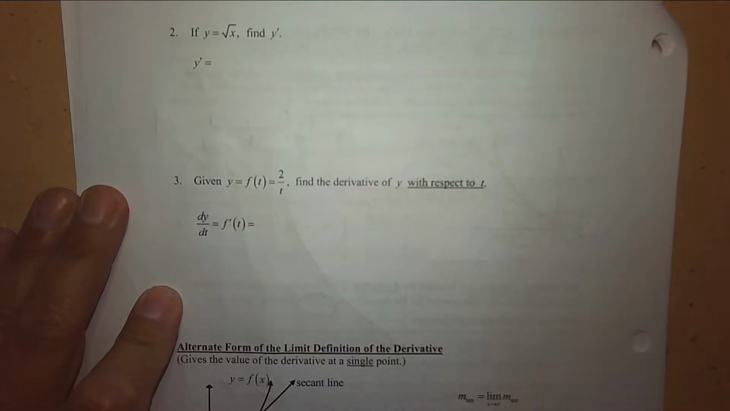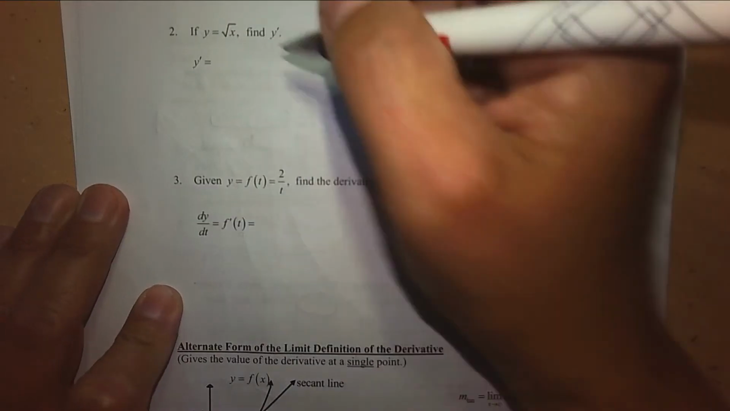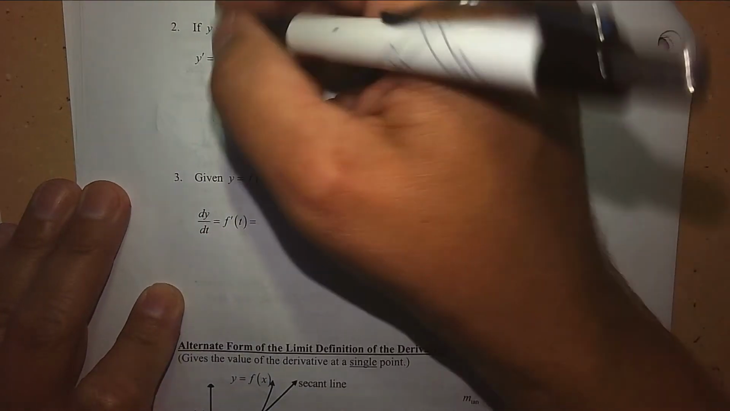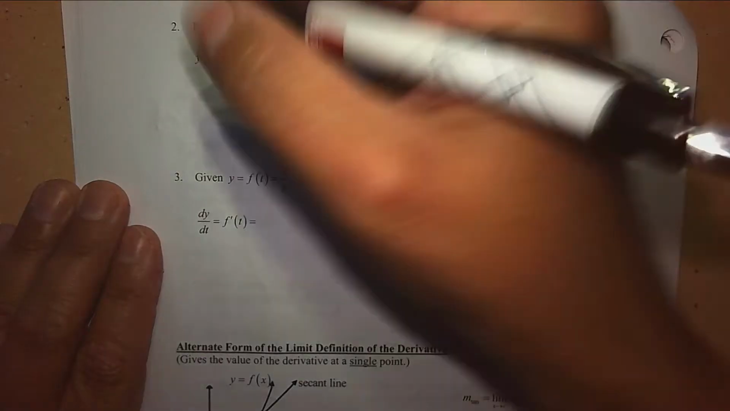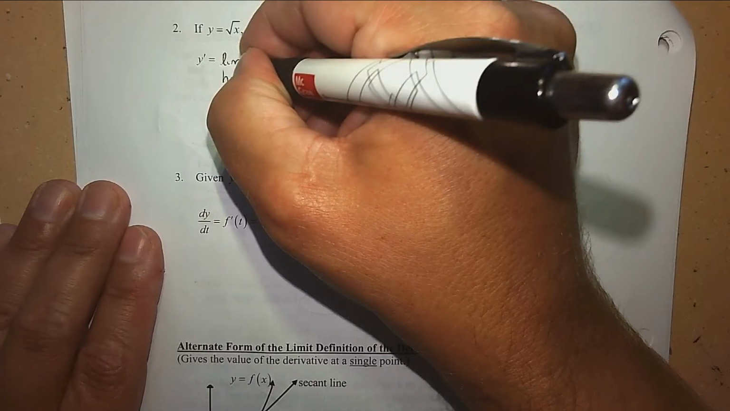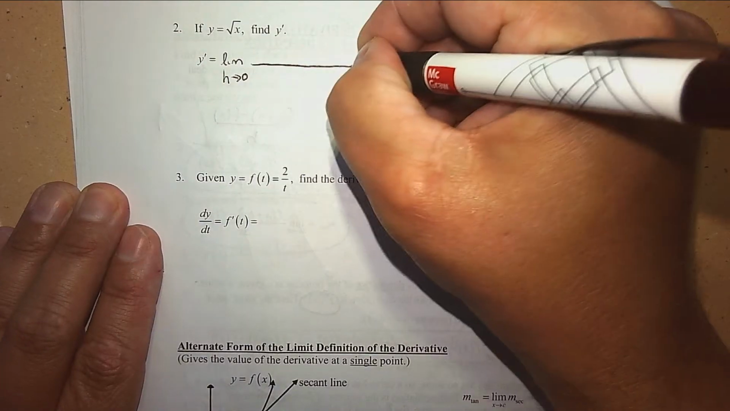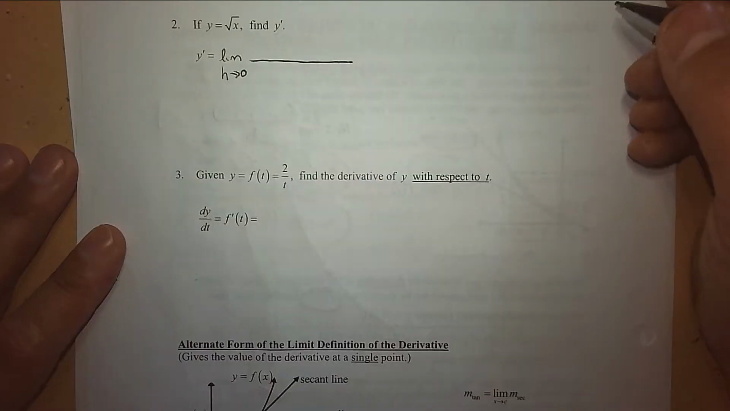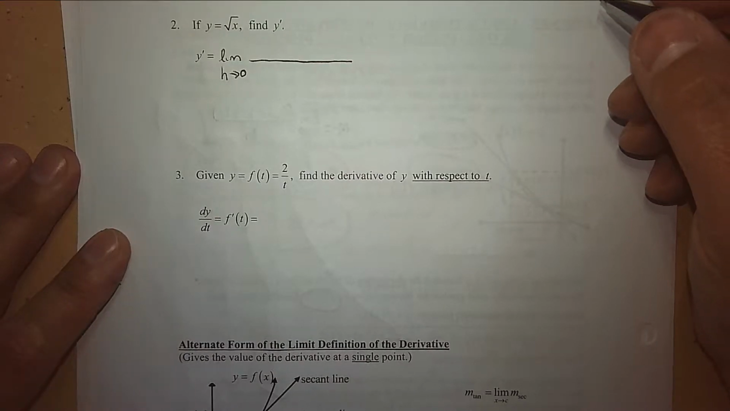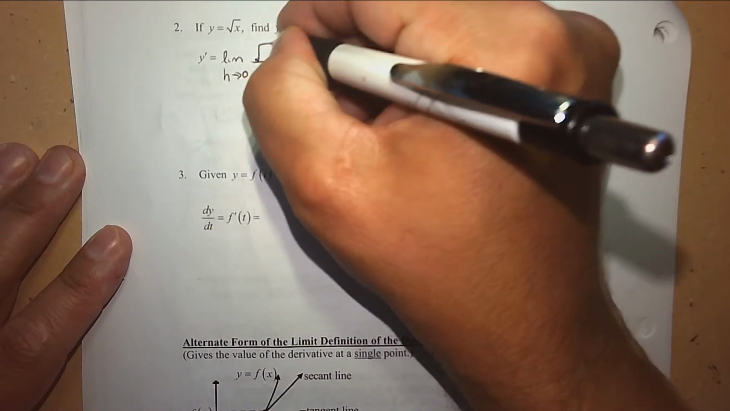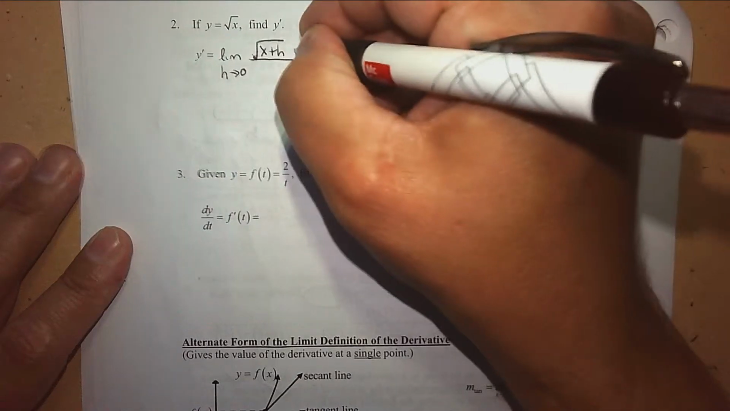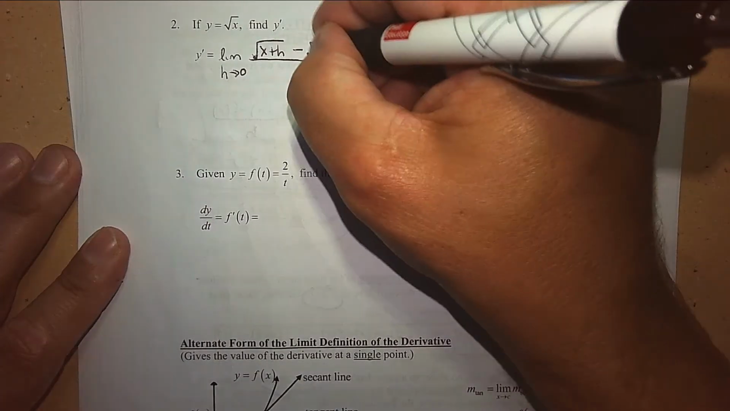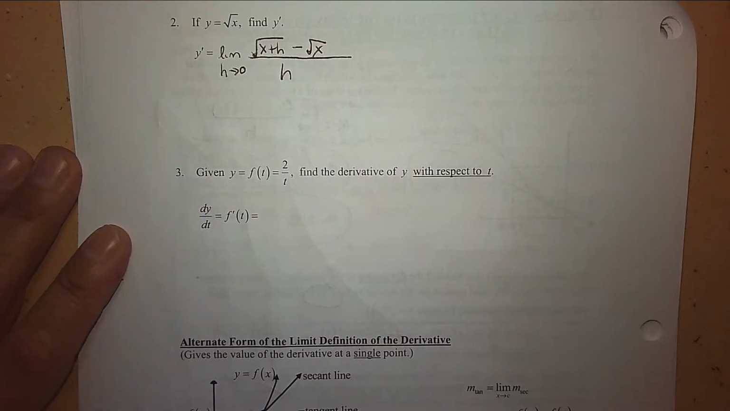Here we go. How do you find the derivative of y equals root x as a limit? And then we'll check back with the power rule. As h approaches what? 0. What is it? Instead of the square root of x, what goes in place of x? X plus h minus f at x, which is root x, and that's all over h.